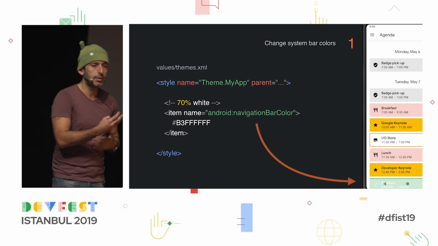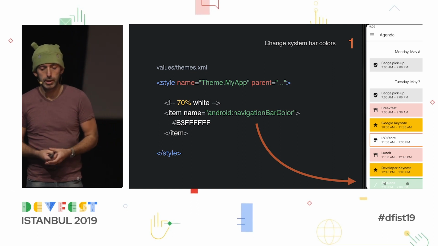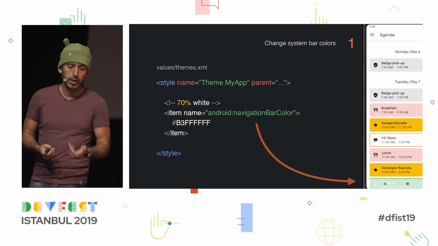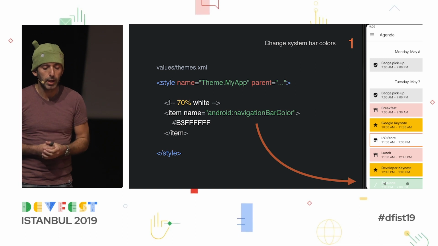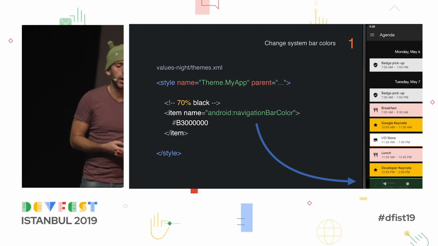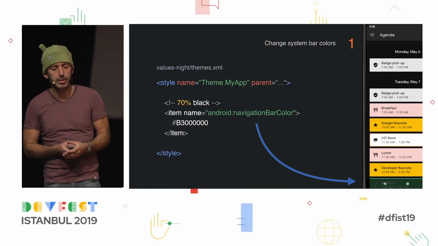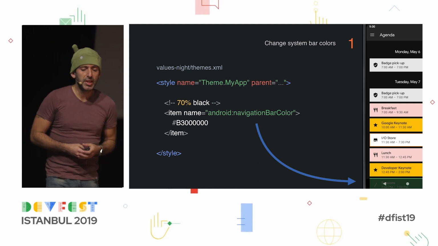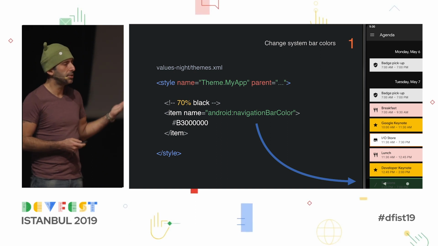Because the system cannot dynamically change the color, you need to set the navigation bar color to a specific color, and usually a translucent color. Usually for the light theme, 70% white works great, and similarly for the dark theme, you need to set it to 70% black. Setting your bar to translucent white or black will do the job.